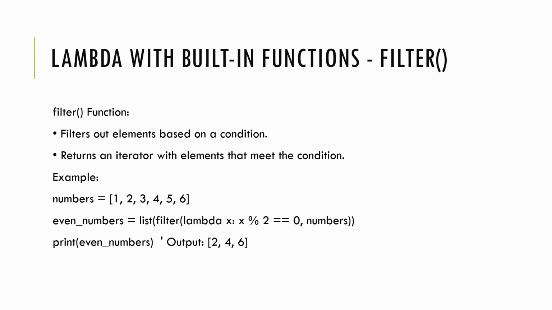Another useful function is filter. The filter function filters out elements that don't meet a condition. For example, using a lambda, we can filter out odd numbers from a list containing the elements 1, 2, 3, 4, 5, and 6. The result is 2, 4, and 6. This is helpful when you only want elements that satisfy a specific condition.